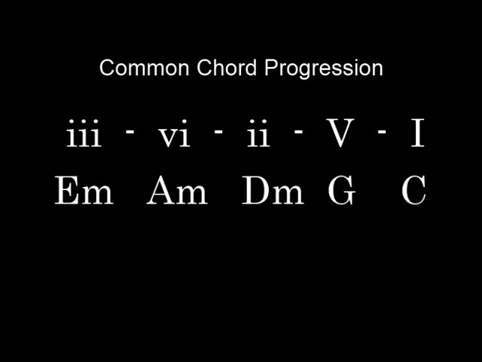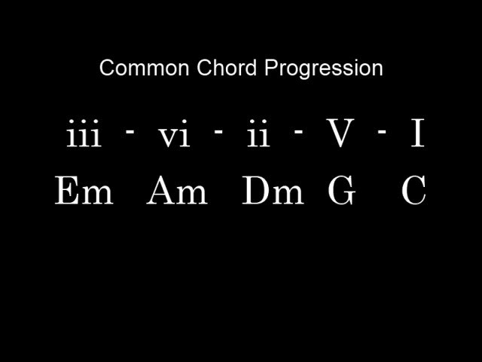I'm going to use Roman numerals to represent the scale degrees for each of these chords. A lowercase Roman numeral represents a minor chord, and an uppercase Roman numeral represents a major chord that is created in that scale. So the chord progression is 3, 6, 2, 5, 1. In the key of C, this would be E minor, A minor, D minor, G, C.